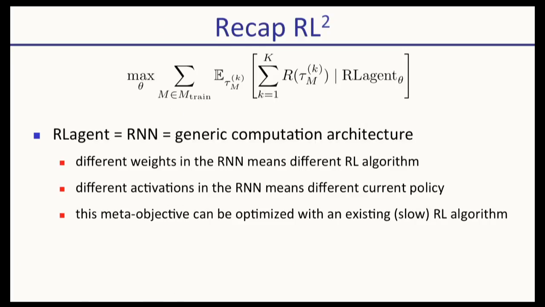So, quick recap. What we looked at is a formulation where there's a distribution over MDPs rather than a single MDP you're trying to solve. And what you want to do is optimize expected reward when you get dropped in a new MDP and get to run capital K episodes in that new MDP. The agent is a recurrent neural net. It's a generic computation architecture where the different weights in the RNN correspond to the agent internally having a different reinforcement learning algorithm, and different activations correspond to encodings of what the current policy is.